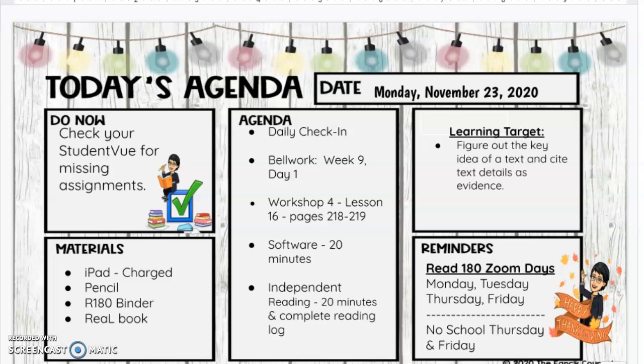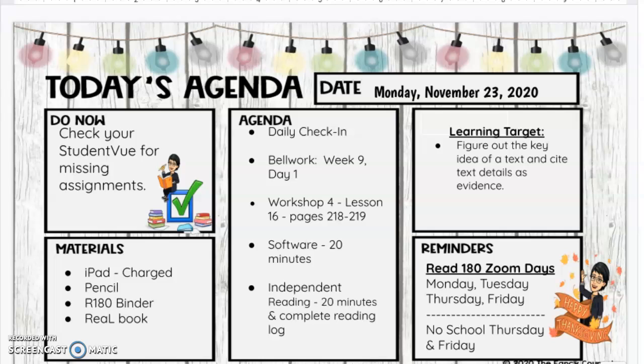Today is Monday, November 23rd, and today we're going to be working on Workshop 4, Lesson 16. In the first slide here, you will see what you're going to need for today. You'll need your iPad, your pencil, your binder so you can do your bell work, and your real book.